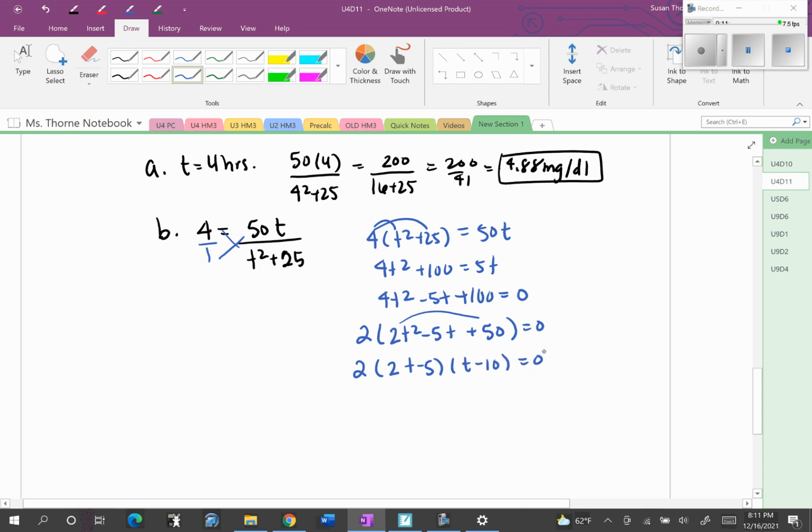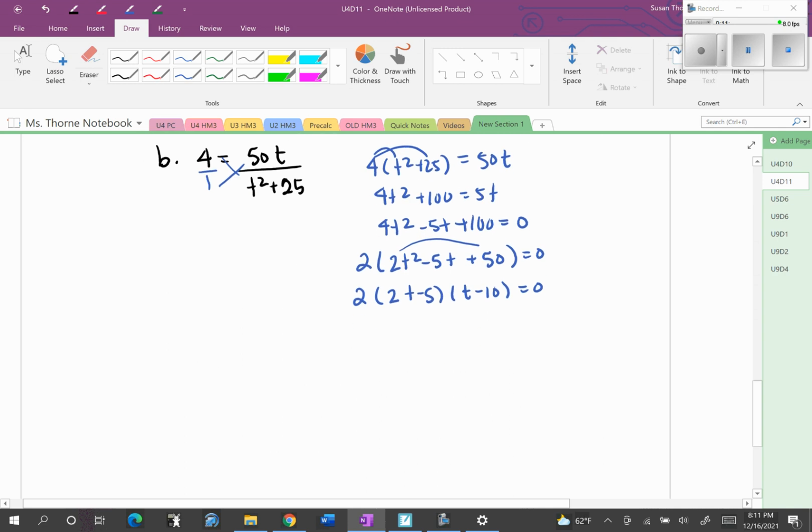And then, of course, we're trying to solve for the time. So when we solve, you get 2 times 2t minus 5 equals 0. And you don't really need that 2 because when you divide it out, 0 divided by 2 is just 0. And t minus 10 equals 0. So when we solve, we get t equals 5 halves and t equals 10.